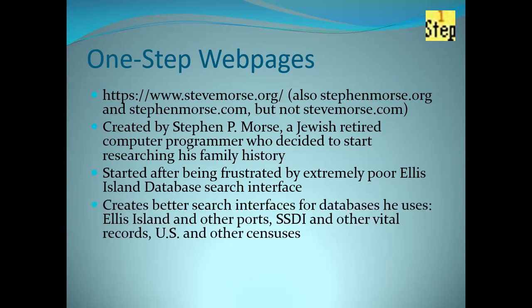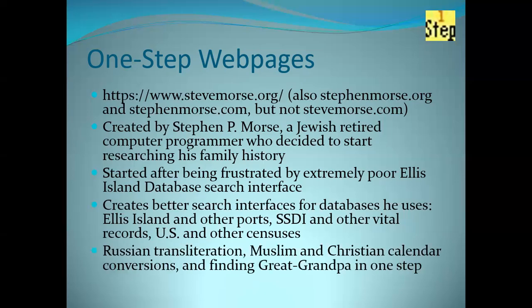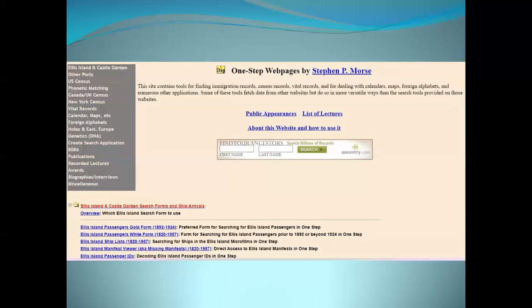So if he uses the database, he will usually create a better search interface for it. Most of them are about research he has done himself, so it's related in some way to his Jewish research, but he has created general ones. He does things like Russian transliteration, calendar conversions between the Christian, Muslim, and Hebrew calendars. You can also find Great Grandpa in One Step. I'm going to let you look for that one yourself. It's fun. Another very basic web page. Steve can do fancier, but this gets the work done and it doesn't take as long to load.